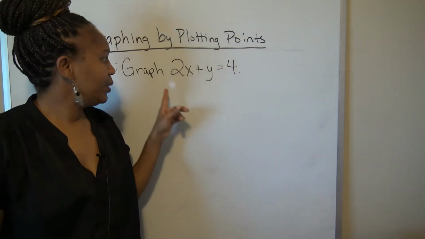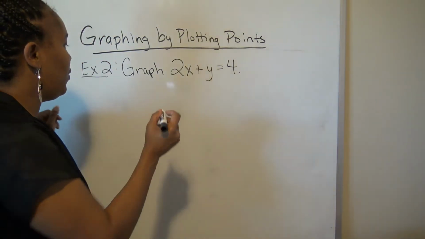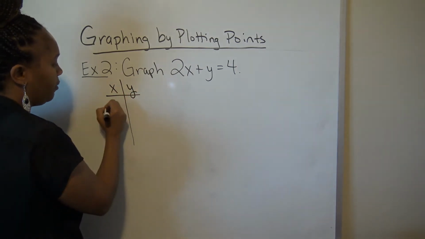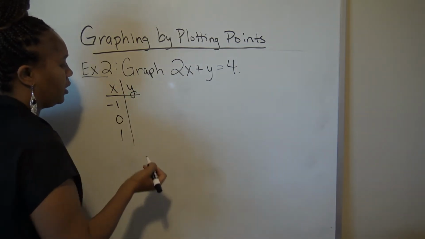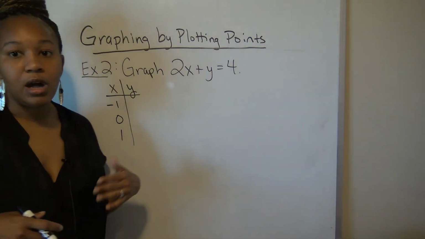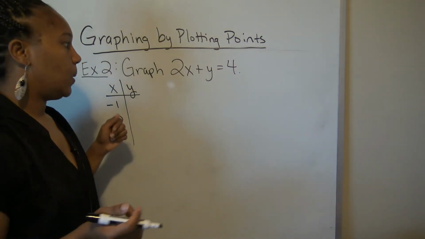For example 2, we want to graph 2x plus y equal 4. So again, I'm graphing by plotting points. So I'm going to pick 3 numbers for x to plug in, and I'm going to pick the same numbers I like, -1, 0, and 1. I'll change them if I have to.